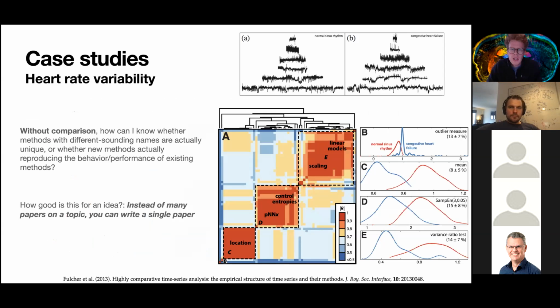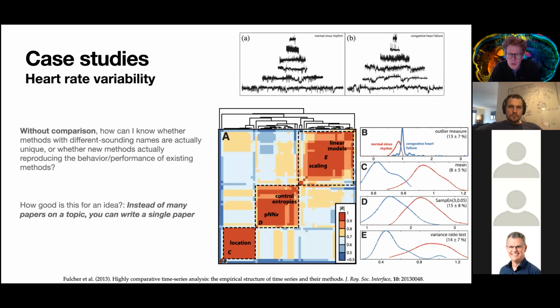This one is just to say that when we're trying to distinguish normal sinus rhythm from congestive heart failure, boxes A and B up the top there are sequence time series of RR intervals between successive heartbeats. When we pull the best performing features on this task, we found these four main clusters of features. Some of them are sensitive to the location in the data. This was known, that the mean of normal sinus rhythm rates are longer. There's another box of control entropies.